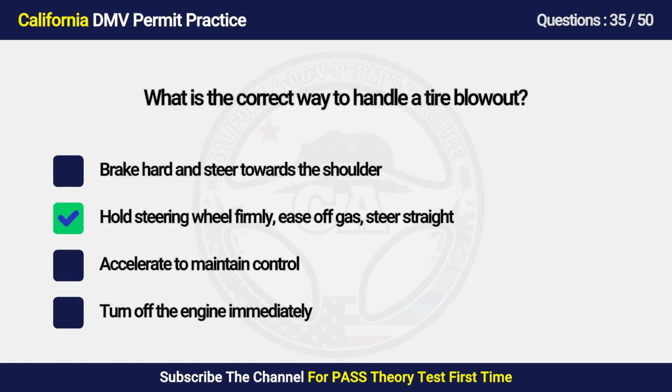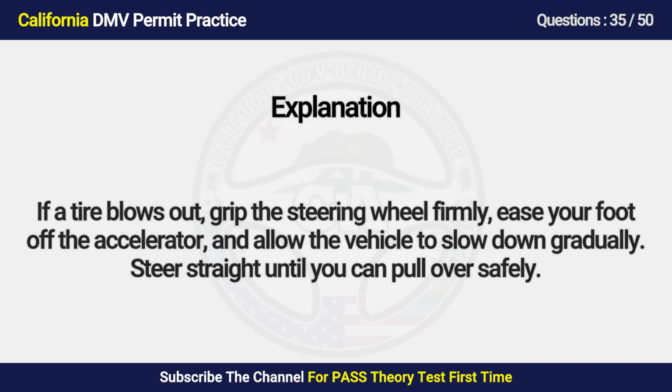Answer is B. Hold steering wheel firmly, ease off gas, steer straight. If a tire blows out, grip the steering wheel firmly, ease your foot off the accelerator, and allow the vehicle to slow down gradually. Steer straight until you can pull over safely.